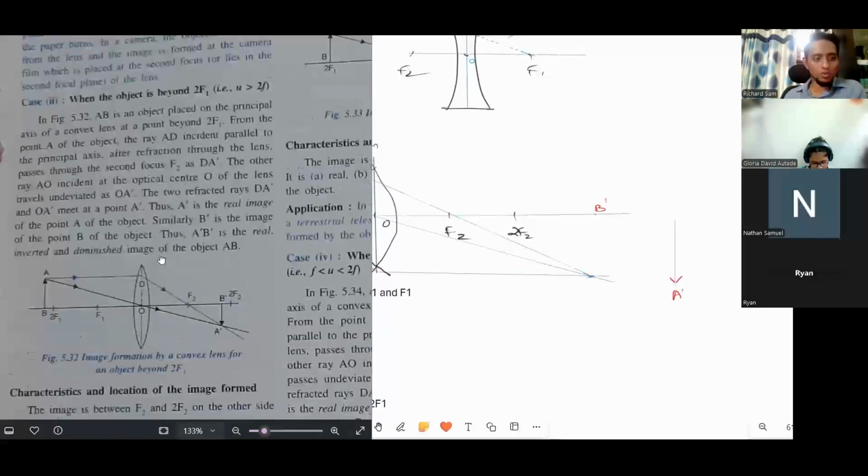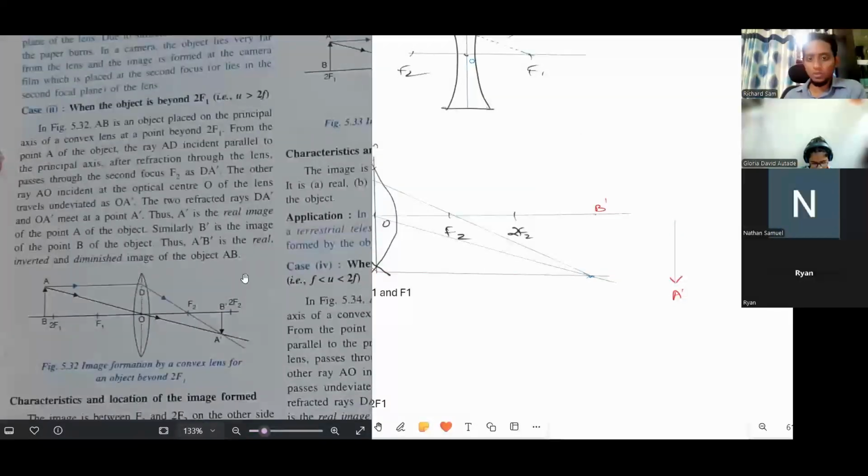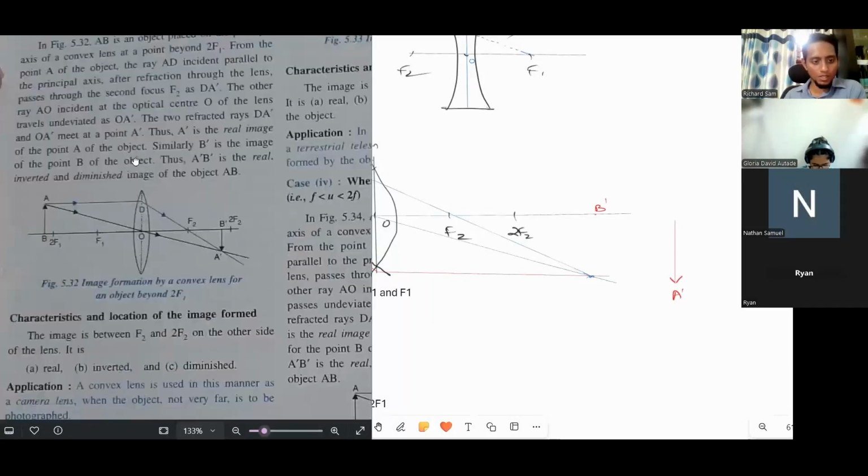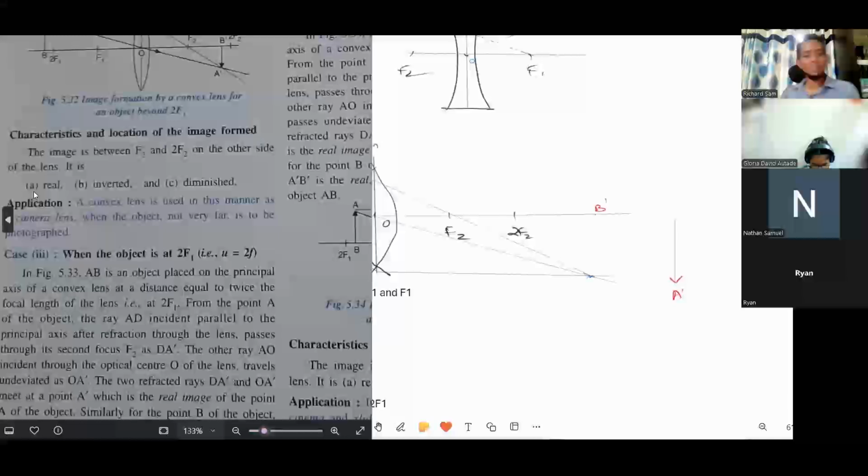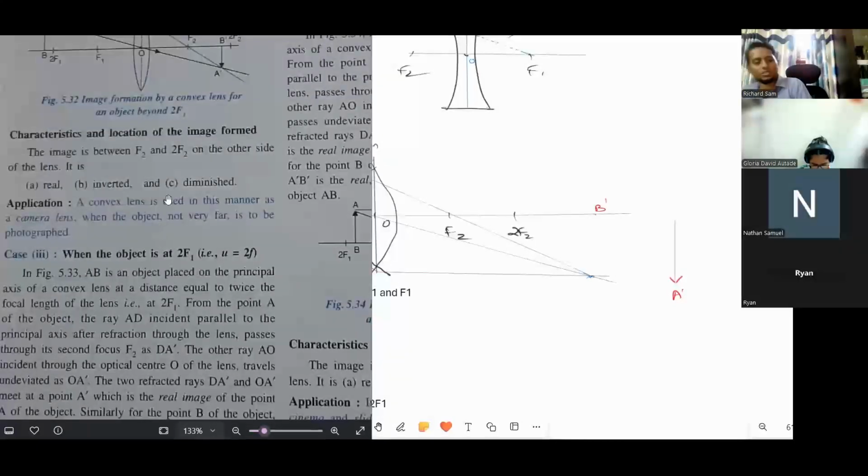Okay, case 2 is what you all drew by yourselves. The object is beyond 2f1. So what are the applications? A convex lens used in this manner is a camera lens when the object is not very far. When you're taking a photo with a camera, your object could be at infinity, it could be closer, it could be at different places, right? So that's why you can use camera lens as an answer. For any example, you can say camera lens.